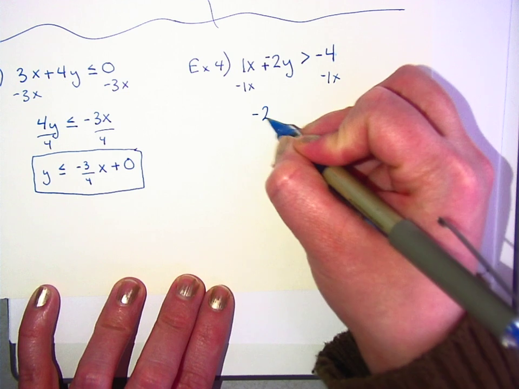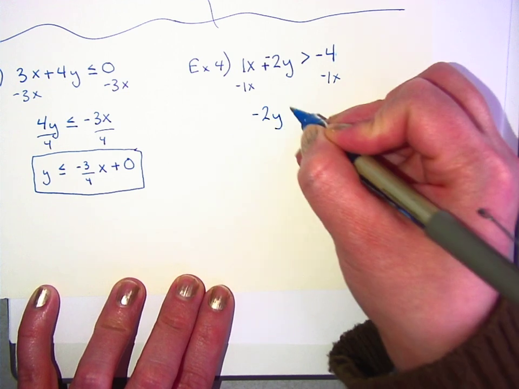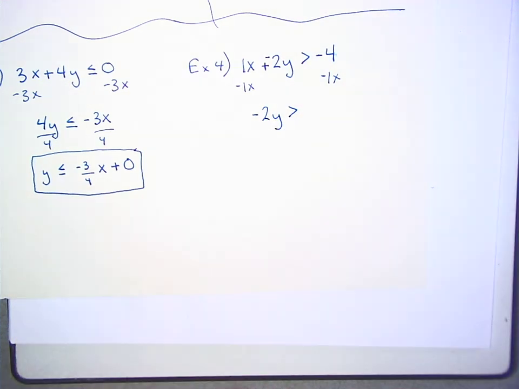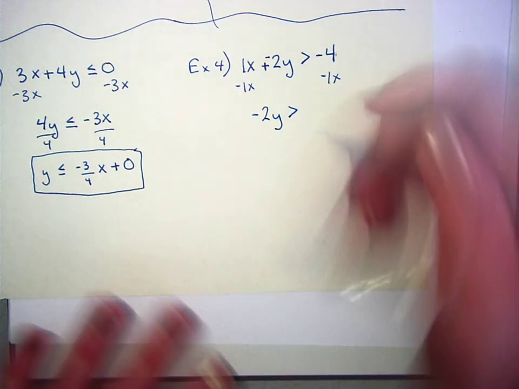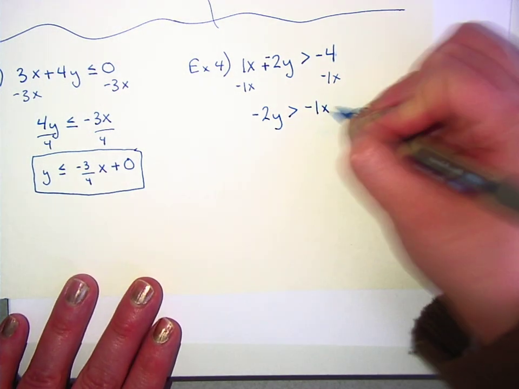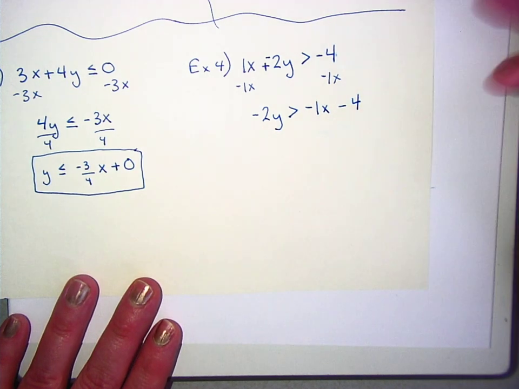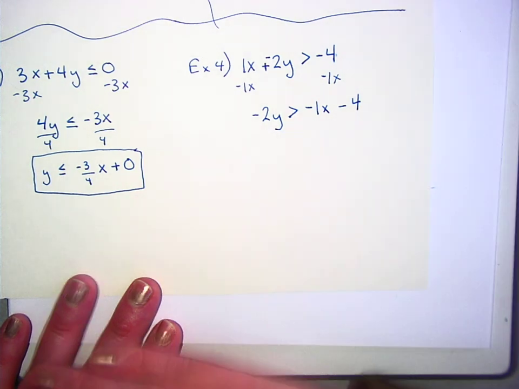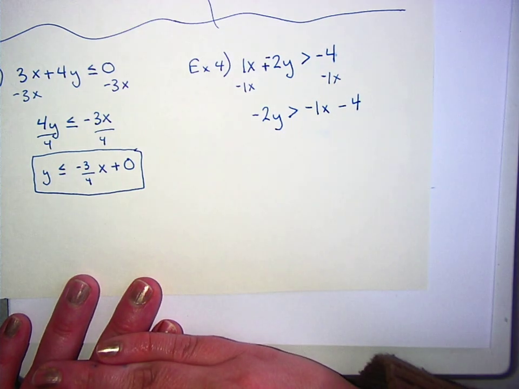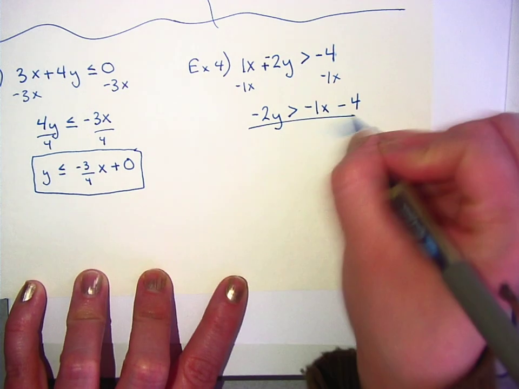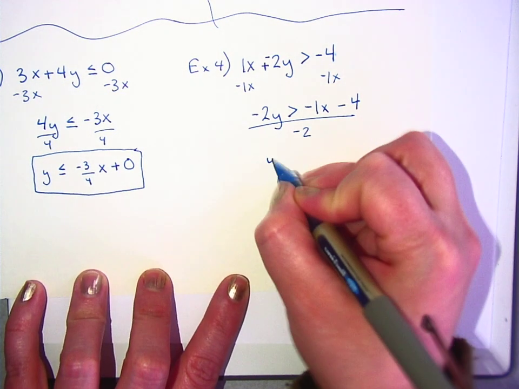So I'm going to keep it as -2y is greater than, what do you think I should write first? -1x. Why do you think I should write that first? You're right. Why? That's your slope. That's my slope. Do I have to write it first? No. But it's how I'm used to seeing it. And then how do I get y by itself right now? Divide by -2.